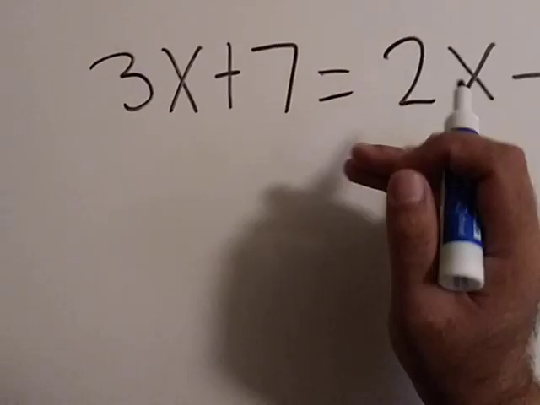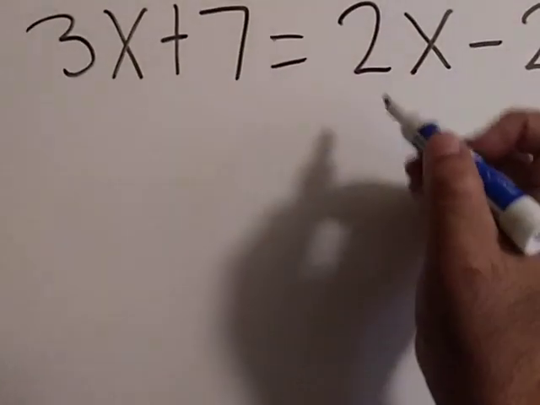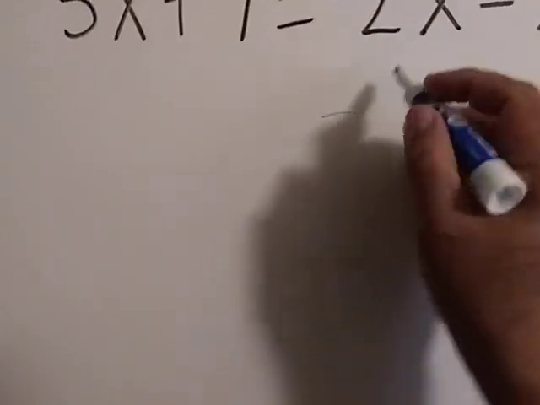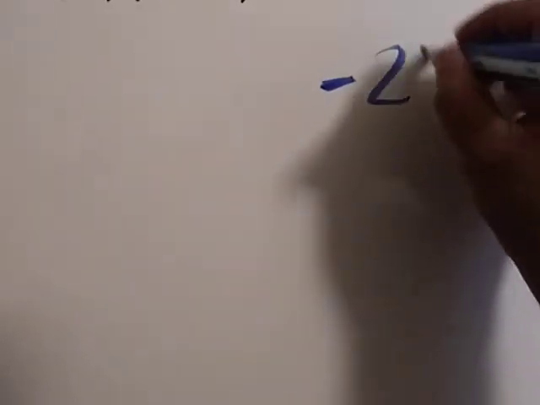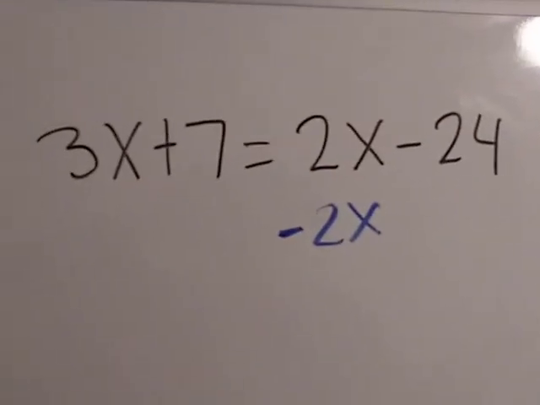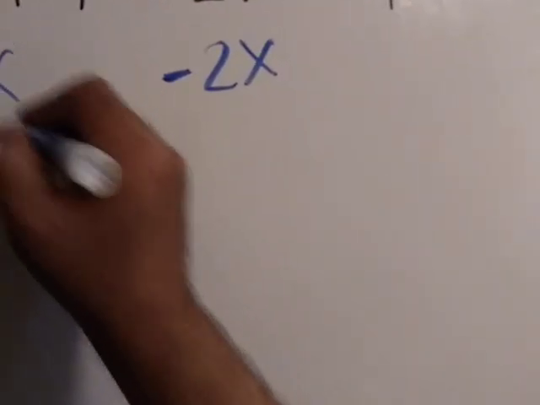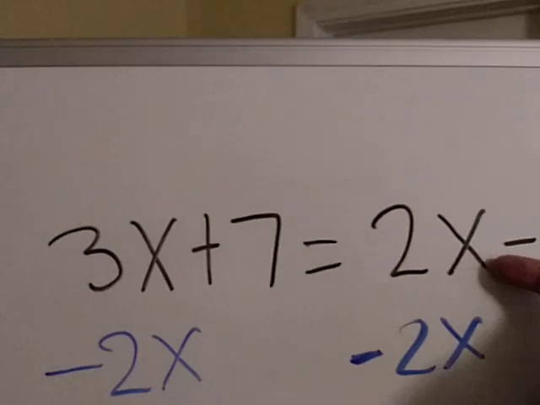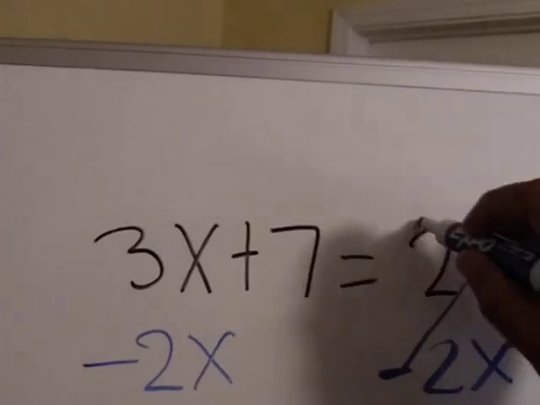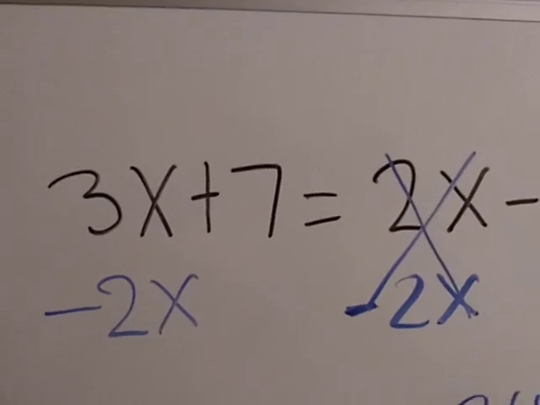So in order for us to move any number across the equal sign, we're going to do the opposite operation. In this case, we'll do minus 2x, and whatever you do to one side of the equal sign, you do to the other side as well. So minus 2x. Positive 2x and negative 2x cancel out. We are left with negative 24.